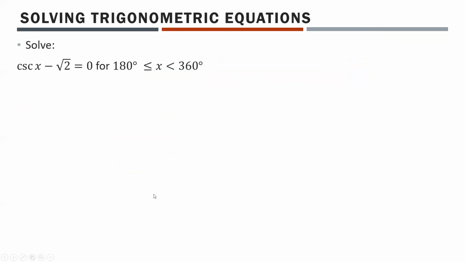Anyway, let's move on to the next. So solve this one, cosecant x minus √2 equals 0 for a domain where x is between 180 and 360.